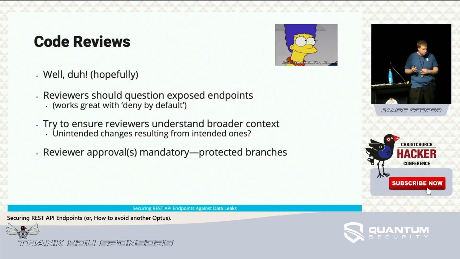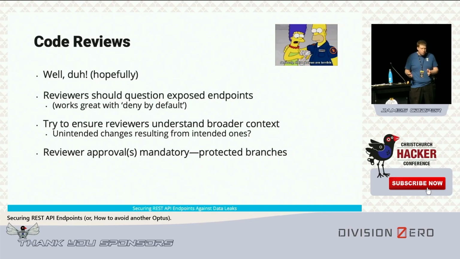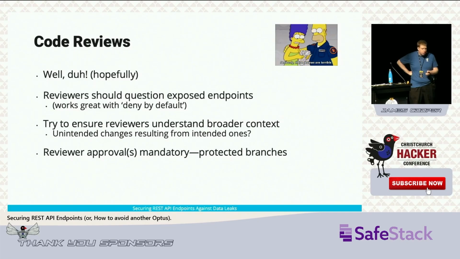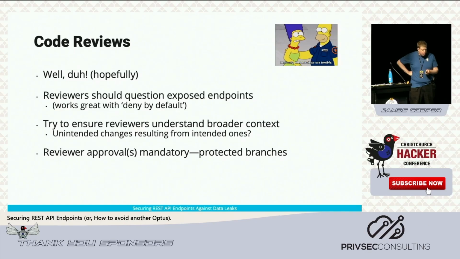Of course, you want to try to ensure that code reviewers actually understand the broader context of what's going on, to distinguish unintended changes from intended ones. Not always possible, but if you can get someone who knows the code base to look at it, because sometimes the new person has no idea that changing X suddenly affects Y over there in some weird way that only somebody who's experienced the code base will know. An important part is to make review approvals mandatory, so you have protected branches, which GitHub supports. I'm pretty sure GitLab supports it, and other systems as well. That way people can't just go, oh, well, the reviewer didn't like it, too bad, I'm just going to merge it anyway, and now it goes into production.